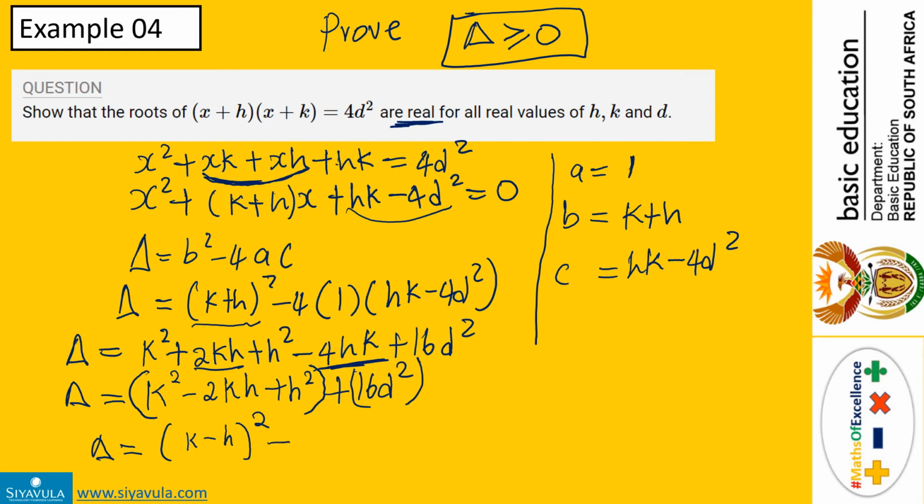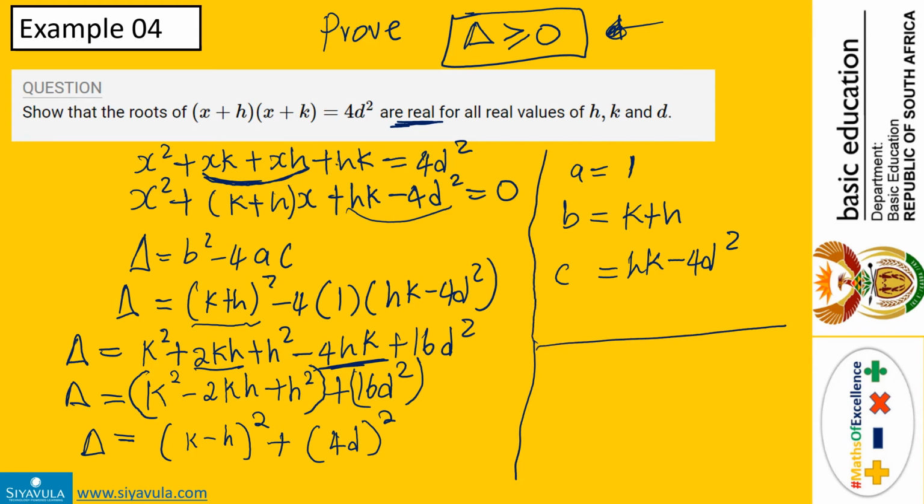Let's go to the other side, and this one will just be (4d) all squared, right? So we are writing them to the exponent 2 because we are really trying to prove that our delta will always be greater than or equal to 0. So let's prove it. Our delta is made up of two terms. Let me write this properly because it's not really that nice. Then what we did is we wrote those things squared.